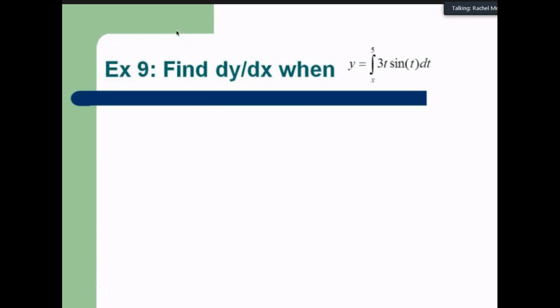What happens if the x is on the bottom? Well, our rule doesn't work for that. You gotta flip your bounds. So you gotta get the x on top. So you make it y equals negative the integral from 5 to x of 3t sine t dt. So its derivative is negative 3x sine x.